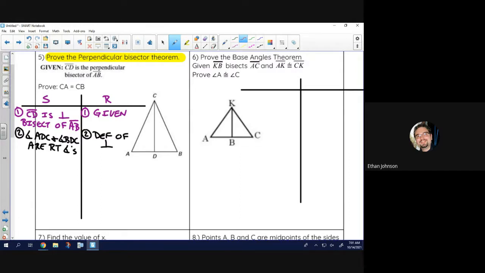Well, we still have a vocab word in that. Our vocab word is right angles, and both of them are right angles. So I know I have to use the right angle congruence, meaning angle ADC is congruent with angle BDC. And I will mark those on our diagram.